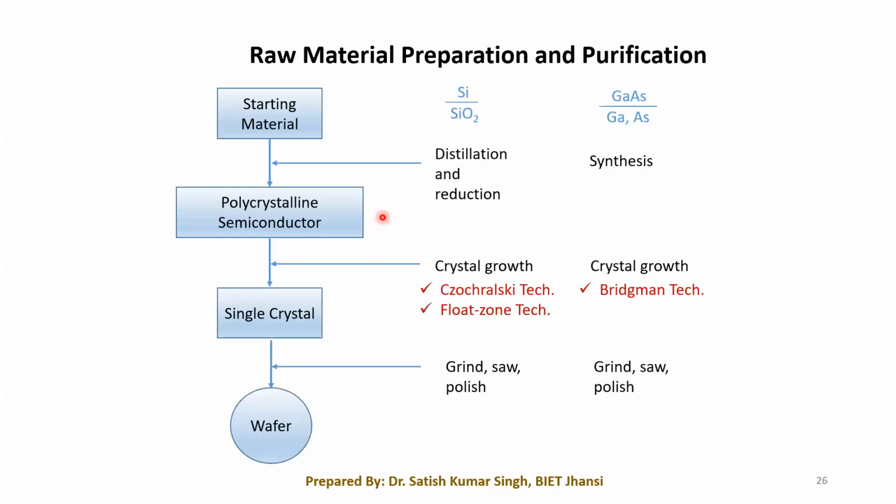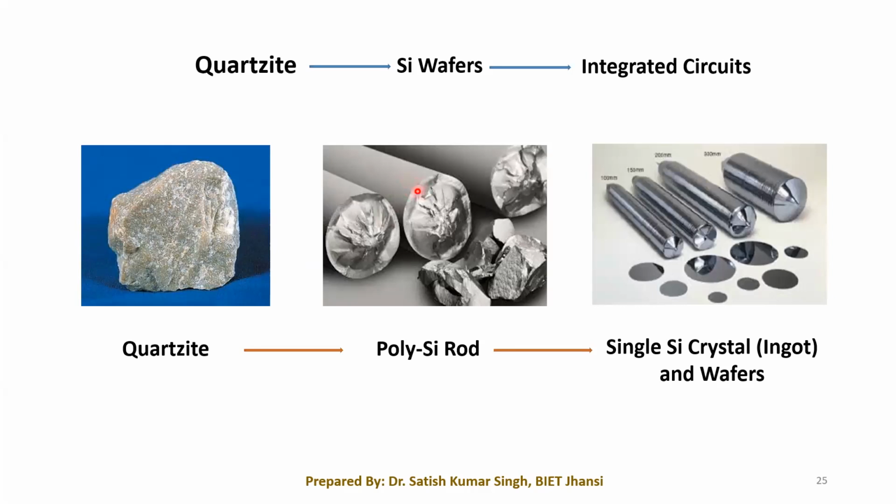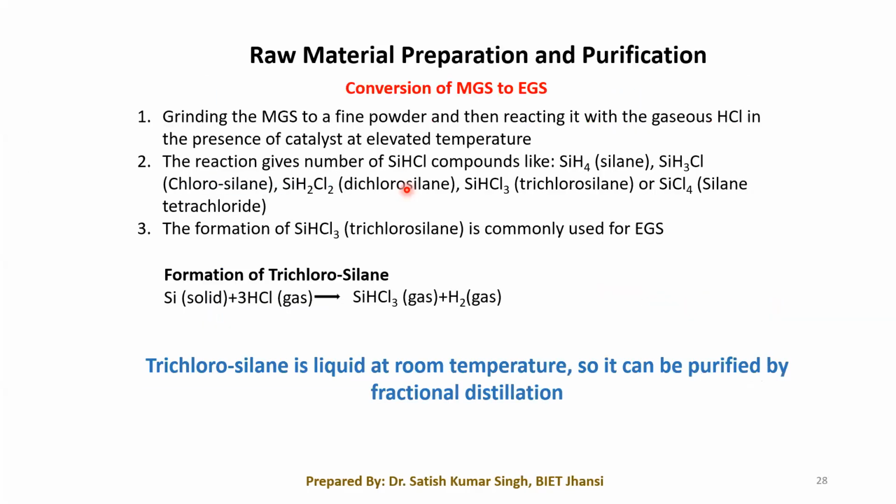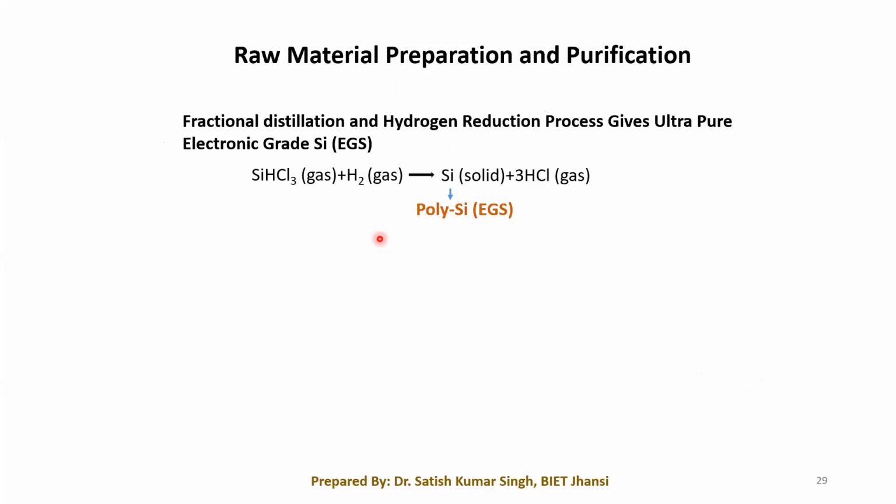Then we can get a picture something like this. I have shown you this type of picture. This type of rod will be formed after the nucleation, and this rod will be a polysilicon rod. Fine. So this way we will get our polysilicon rod, which is ultra pure, because we have already done the fractional distillation, and after fractional distillation the impurities are taken out.